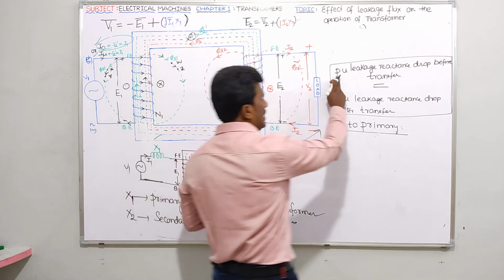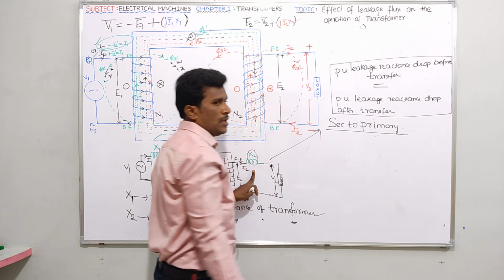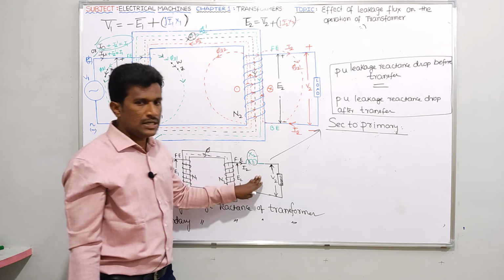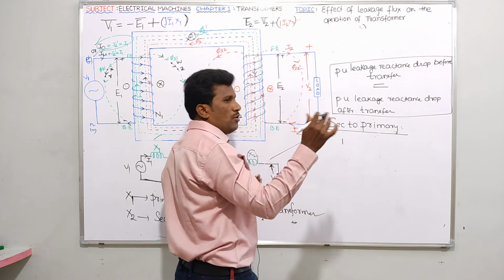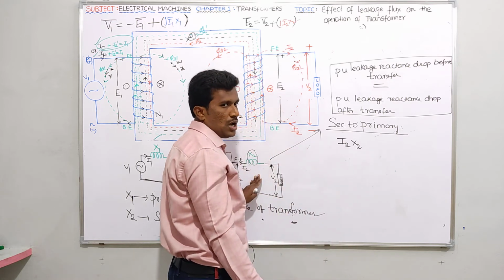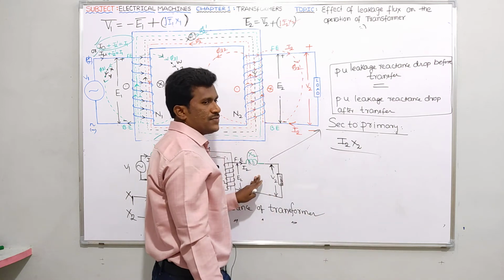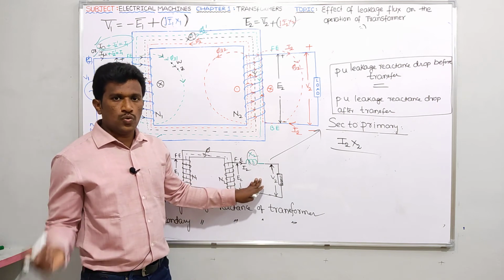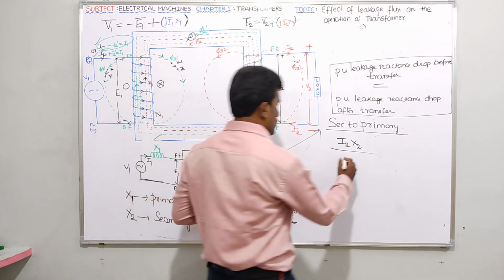So now tell me, per unit leakage reactance drop, about x2 I am asking, before transfer. Before transfer, where is this x2? It is in the secondary side only. So tell me what is the per unit leakage reactance drop. What is the formula for per unit value? Actual value by base value. I2 x2 is the actual leakage reactance drop across x2 in the secondary side, by base value. What is the term related to the transformer having units volts and present in the secondary side? Obviously E2. So I2 x2 by E2.